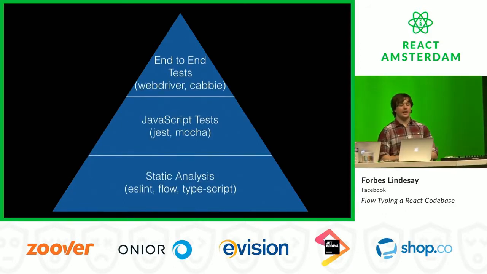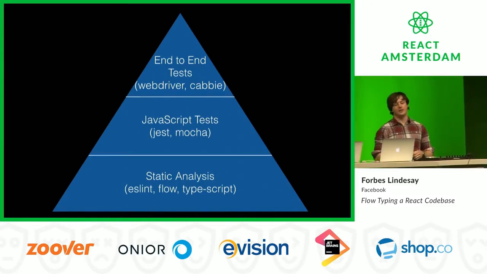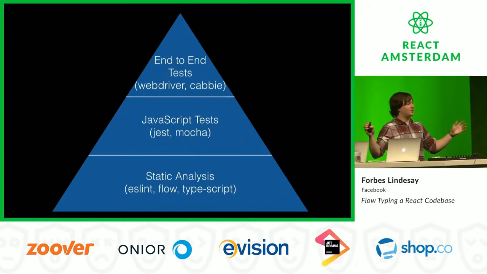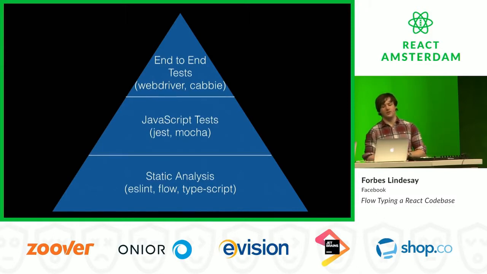So we start with static analysis at the bottom. That's Eslint, Flow, TypeScript, all of those kind of things. We then have JavaScript tests, and I'm not going to distinguish between whether those are integration tests or unit tests. All that really matters is how much value are you getting out of that test, and how long did it take you to write, and how long does the test take to run. Putting things in categories isn't that helpful. Then we have end-to-end tests, which is WebDriver, and I also have my own open source project called Cabby that is a WebDriver client written in JavaScript, so feel free to check that out.